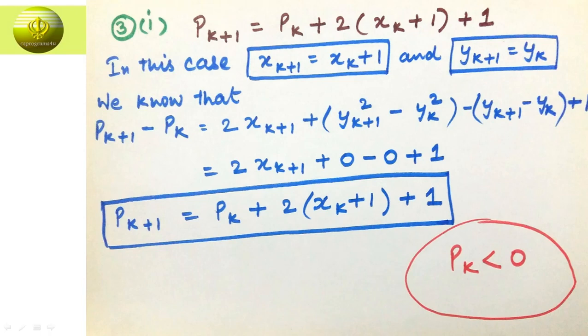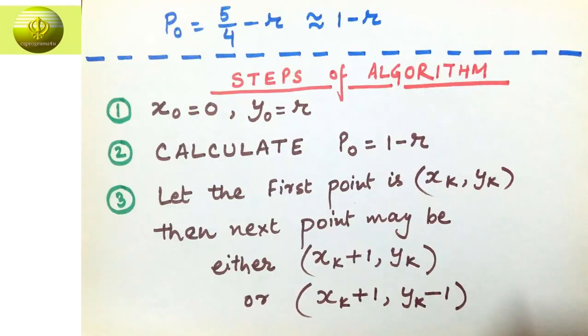And what about the first value? Twice of xk plus 1, it will remain as it is because there is no change in this value. Now, negative pk is there on the left hand side. When I transfer this value to the right hand side, it's converted into positive. That's why pk plus 1 can be written as pk plus twice xk plus 1 plus 1. These values are true when the value of pk is less than 0. It is the first case of point number 3.